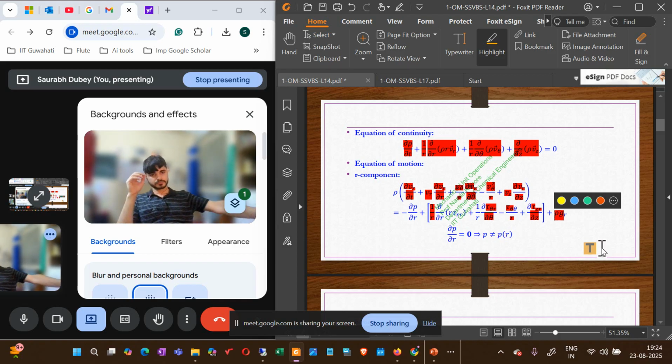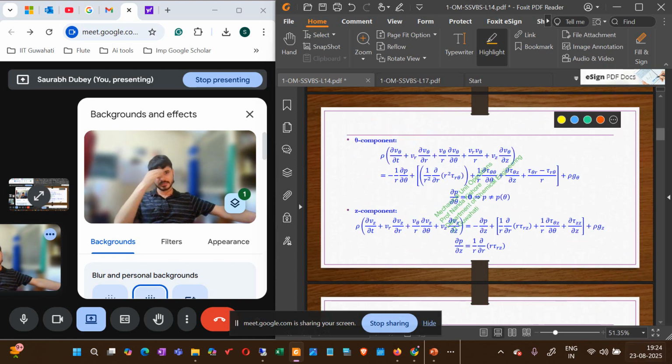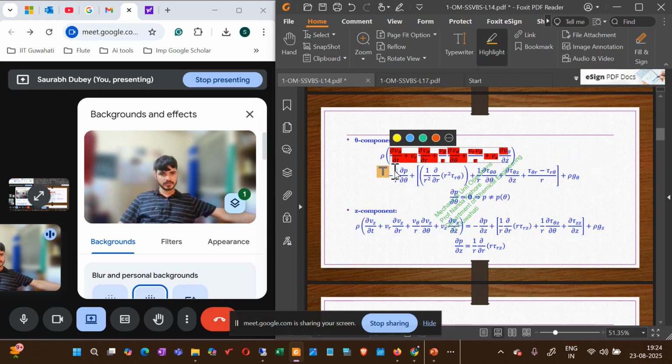Now if you look at the next, the theta component of the equation of motion, here also similarly if you see, the entire terms will be going to 0, right? And then del P by del theta you cannot say anything, but you can surely say that VR is 0, V theta is 0, so this will be 0, right? And this is also 0 because of the axisymmetry, this is because of the fully developed nature, and for the laminar flow you know that symmetric flow situations are there, so this becomes 0. Gravity is not considered in the last term.